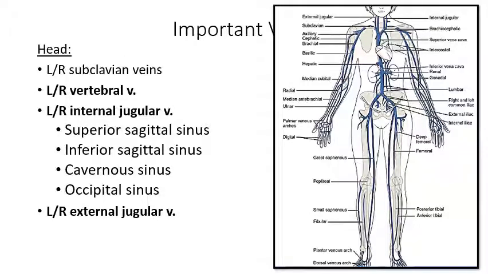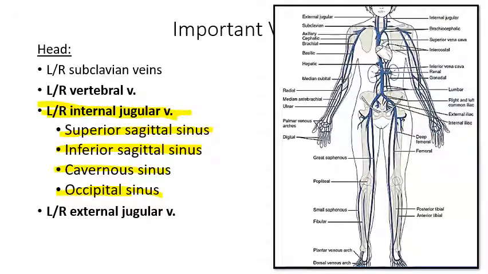So in the head, if we start from the skull, you have the internal jugular veins that are carrying blood back from the head. Remember that inside the skull, we had the superior sagittal sinus, the inferior sagittal sinus, the cavernous sinus, and the occipital sinus. We mentioned all of those when we were talking about the nervous system. And those veins all drain into the internal jugular vein.